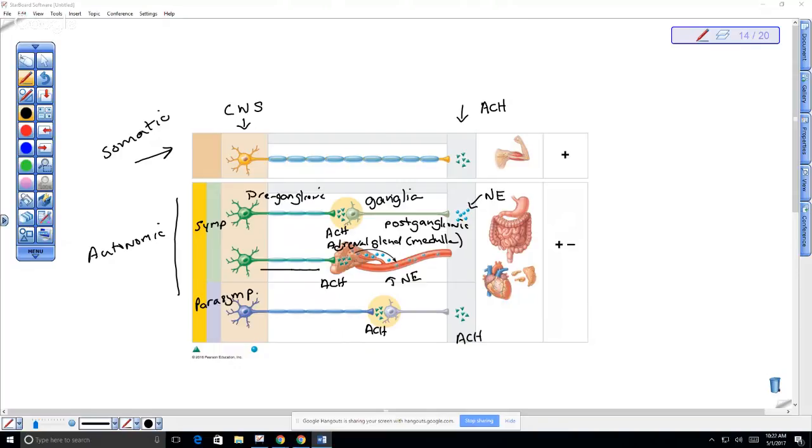Sympathetic, right? So this is my sympathetic, this is its innervation of the adrenal glands. It includes stimulation of the heart via the vagus nerve, parasympathetic, and stimulates the production of tears, parasympathetic. Okay.